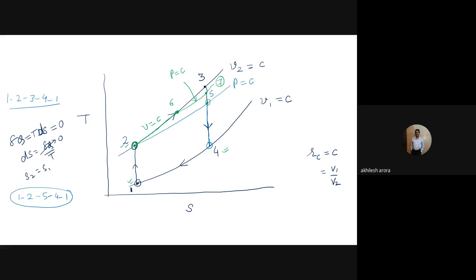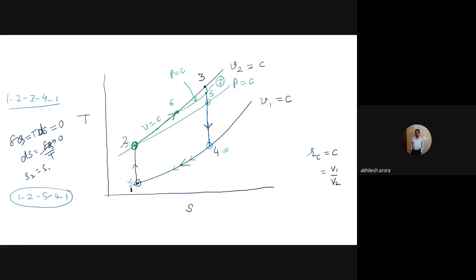Okay. And then from 7 to 4, it is the reversible adiabatic expansion. It's the power stroke. And then from 4 to 1, it is the heat rejected at constant volume. So I hope the three cycles are clear to you. Does anybody have any question about this TS diagram? If you have any question, you can ask. Okay, it seems it's clear to you.